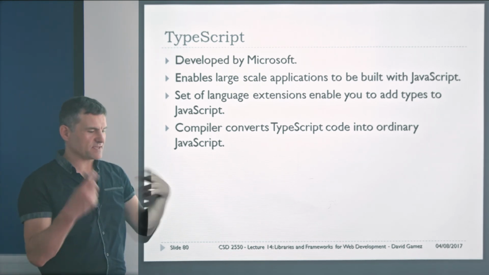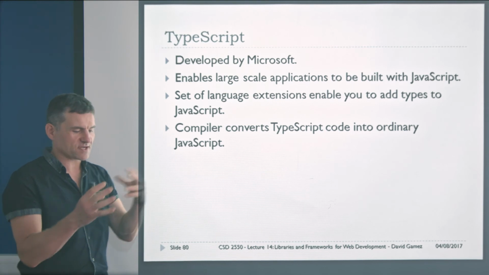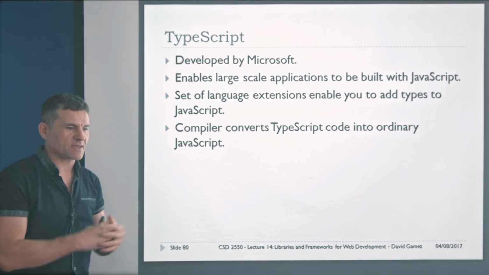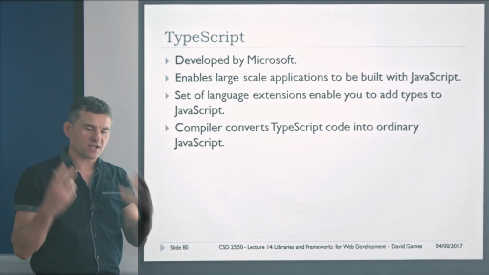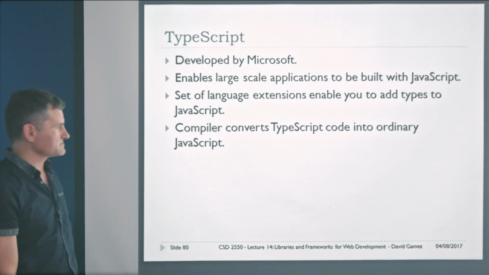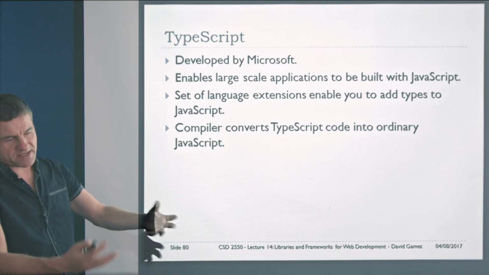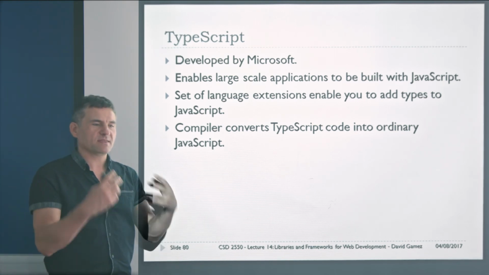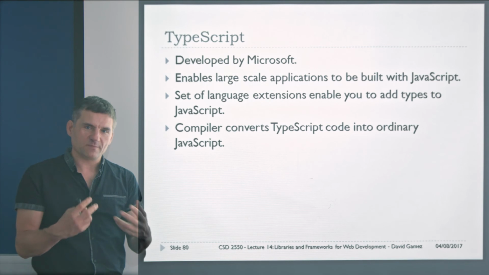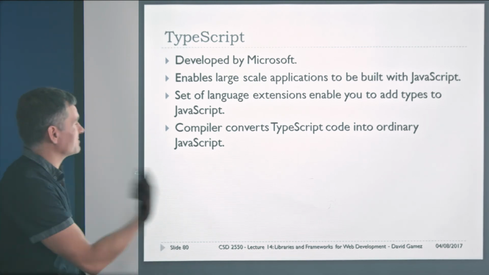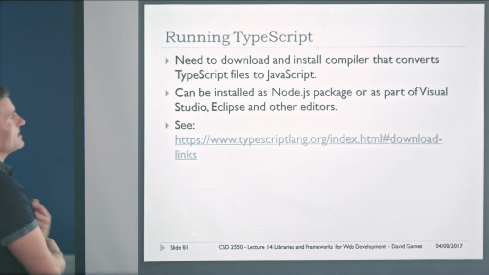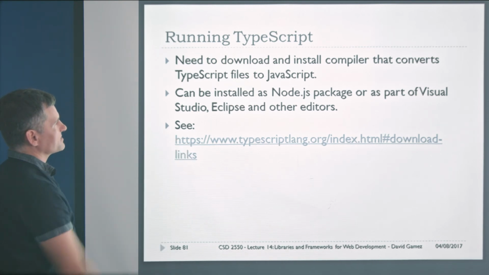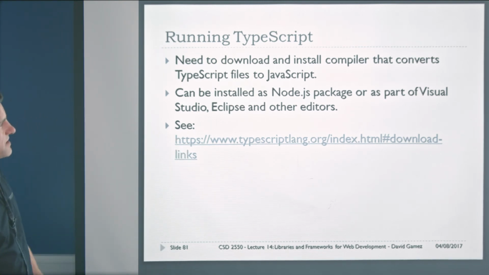So what you do is you add these annotations saying what type each different bit of data is, and then you have a compiler that converts your TypeScript into ordinary JavaScript. So you write TypeScript, which is basically a slightly enlarged version of JavaScript, and then you compile it, and the compilation process is going to help you to pick up some of the errors and increase the scalability of your code. So to make it work, you download and install a compiler that converts TypeScript files to JavaScript files.